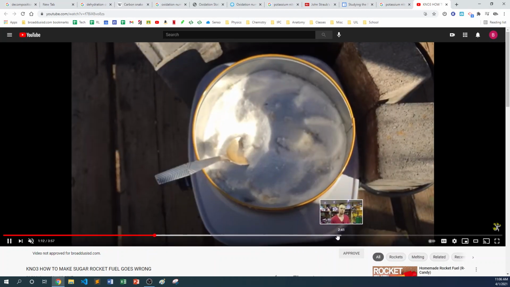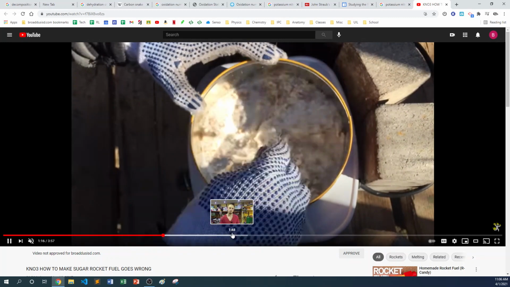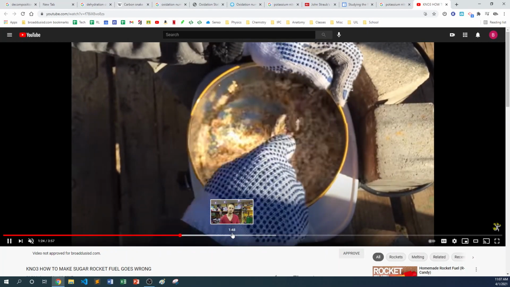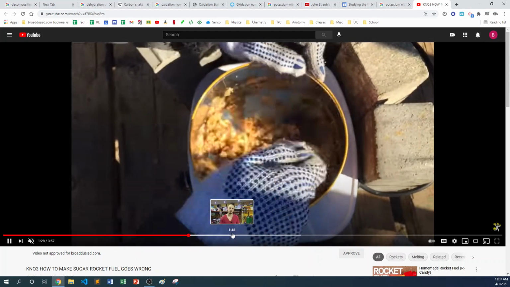Basically, you caramelize sugar. That means you get it to melting point without burning it. And while it's mixed with potassium nitrate, this causes the potassium nitrate to dissolve in the molten sugar and form a solid mass.